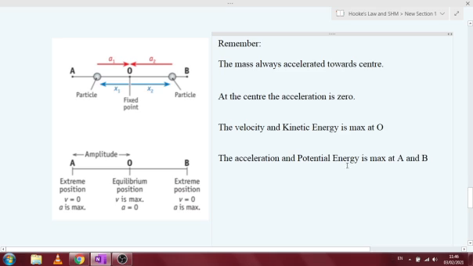Then the acceleration and potential energy are a max at A and B. So you've got your max acceleration here, your spring about to fire off, or your spring about to recoil. That gives you the max acceleration, and that gives you your max potential energy. So your potential energy, mgh, is going to be most at A and B, or the top and bottom in the normal up and down spring, but we can also have the back and forwards.